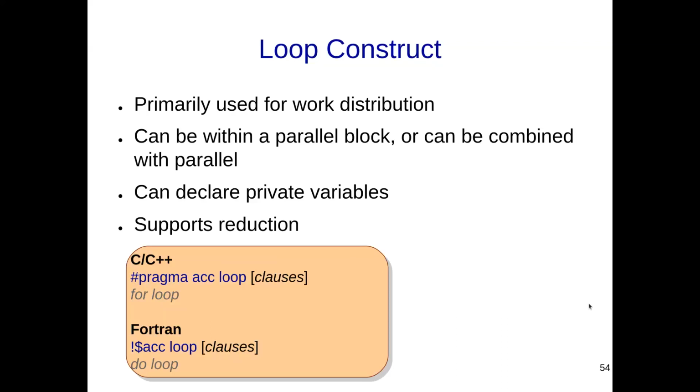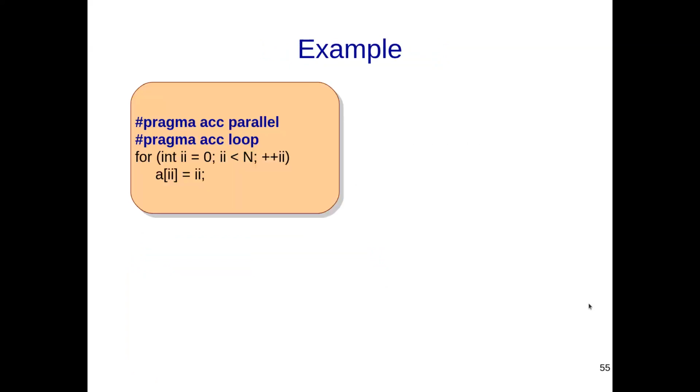The overall syntax of the loop construct in C++ is #pragma acc loop, and then we specify different clauses, followed by the for loop, and the pragma is applied to the whole of the for loop. In Fortran, the do loop is what you will use. That is the basic syntax. Let's directly jump into one particular example. We said that #pragma acc loop could be inside parallel, or it could be combined.